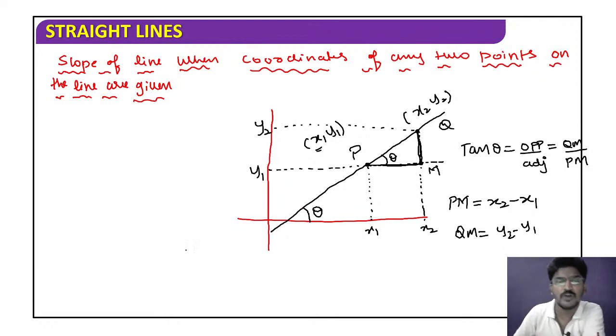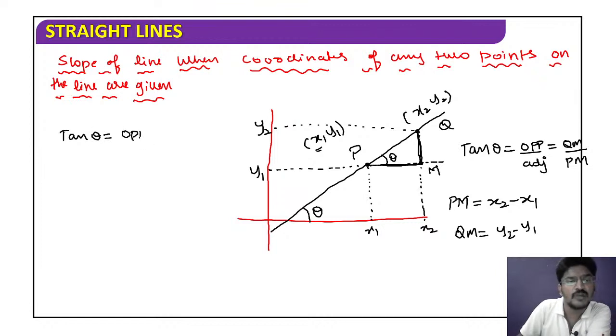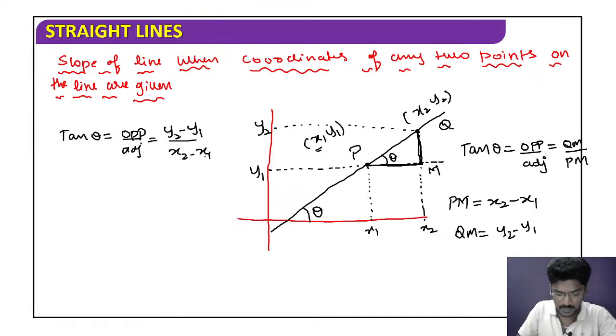Okay. So from this we can write tan theta equal to opposite by adjacent, and that is y2 minus y1 divided by x2 minus x1. So here tan theta is called the slope of the line, given by y2 minus y1 divided by x2 minus x1.